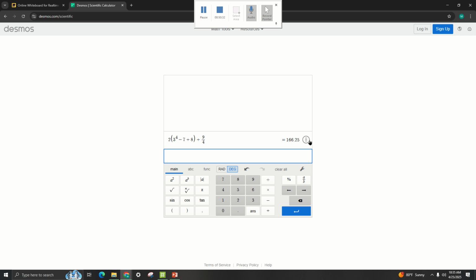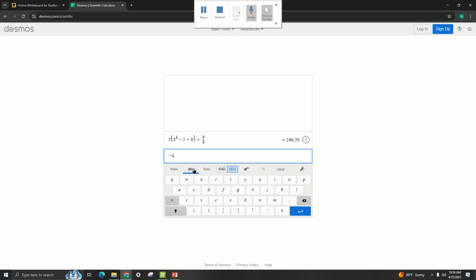Something I like about Desmos too is you can actually see, it'll be an improper fraction and we'll go over how to convert these, but you can see fractions too. I like the decimal answers though. So let's take a look at this. I have -4. And on Desmos, I don't believe they have square brackets. Oh, they do have square brackets. You have to go to the keyboard for that part though.